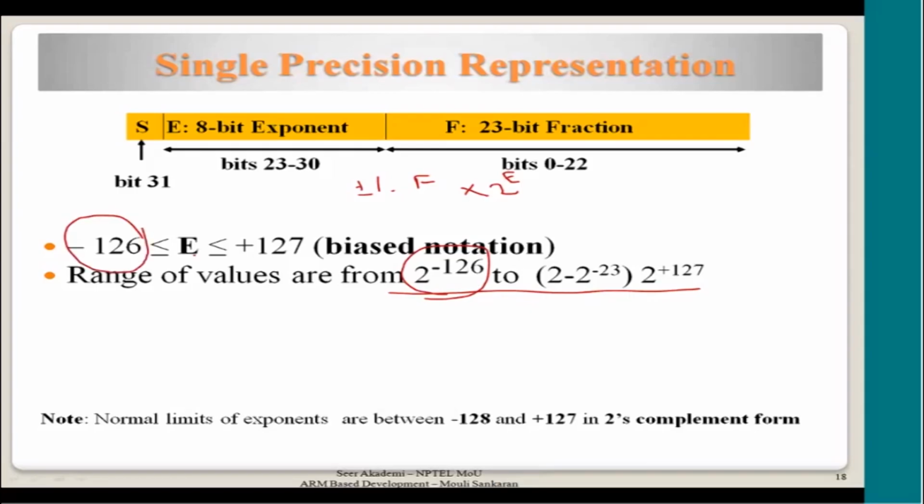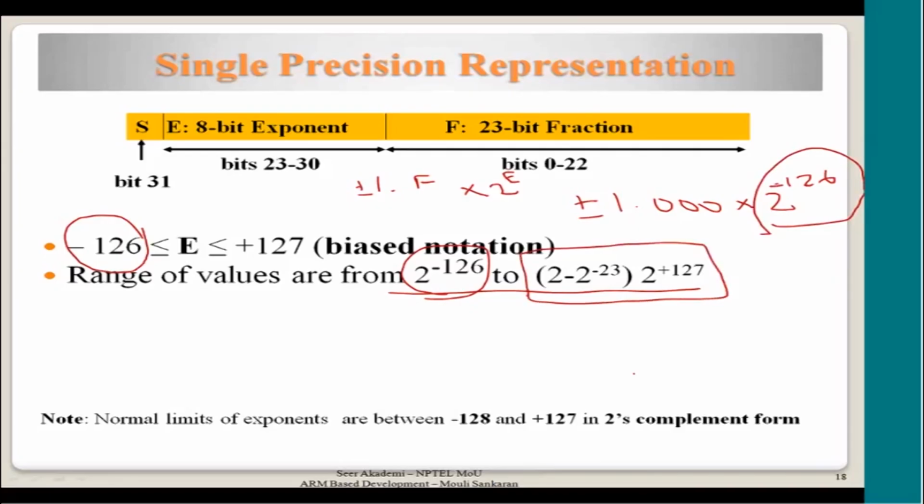So this is plus or minus 1 point all 0 suppose, and then followed by 2 power the exponent portion. The smallest number that you can represent is 2 power minus 126. Now this is the smallest number represented, because 1 into this is this, so just 2 power minus 126 is the smallest number. But how do I say this is the biggest number that I can represent?